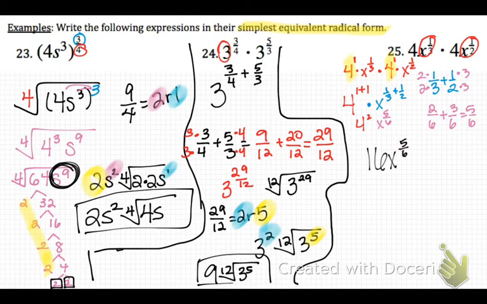And how do I write x to the 5/6 as a radical? What's the root? 6, good. What's the power? No, what's the power? 5. And then the 16 just stays outside because it does not have an exponent on it, okay?